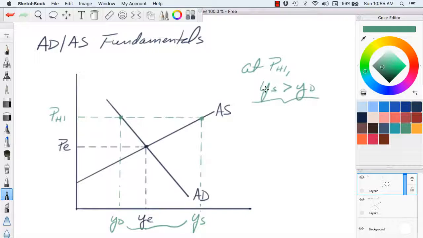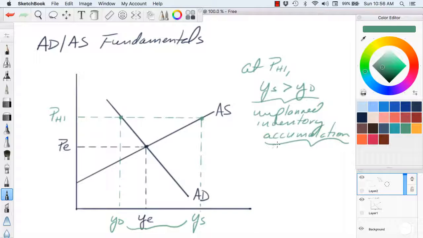We do. Why? Because we're running what? We're running an unplanned inventory accumulation. In other words, inventory levels have risen unexpectedly. You go, who cares? We do, because we're studying the economy. If inventory levels have risen unexpectedly, what will happen? Prices and output will decrease.